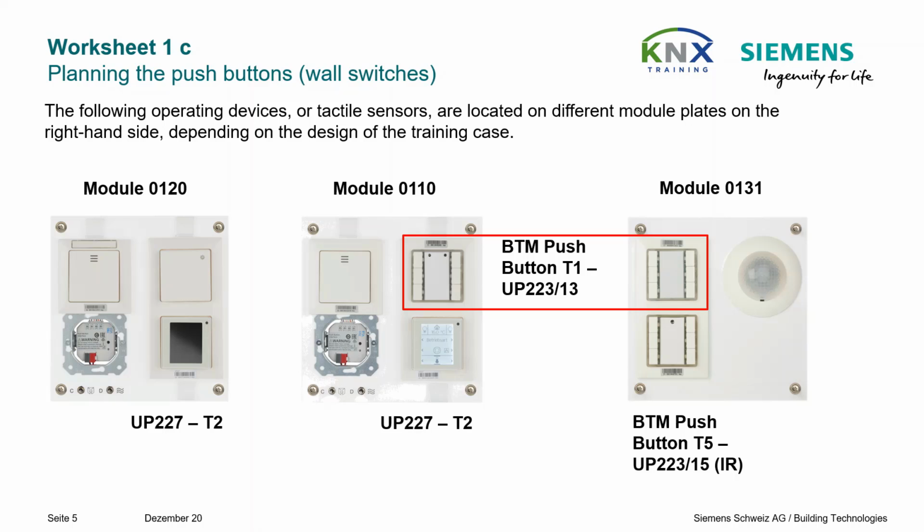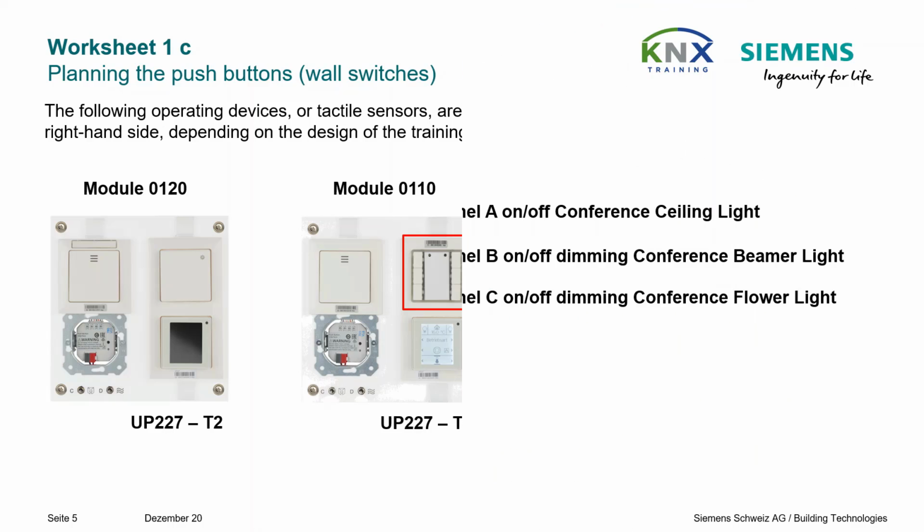For users of a basic Gamma Training Kit 5.1 with only one module plate 110, it is the triple push button on this plate. By the way, the abbreviation BTM stands for Bus Transceiver Module. It is the type of bus coupling unit required for the function of these Siemens push buttons. BTMs are to be mounted in the wall box behind the push button.